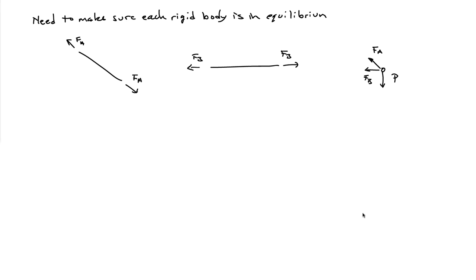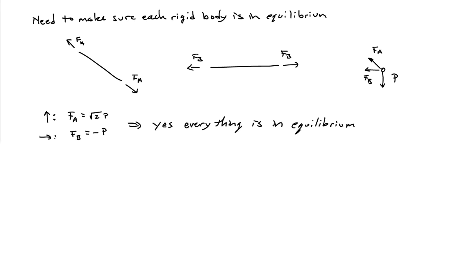You'll notice that because of the way I've drawn my pictures, which have taken advantage of the fact that the bars are two force members, I've ensured that I have equilibrium of each bar. And the only thing that I have to ensure is that I have equilibrium of the pin now. So I can sum the forces in the X and the Y directions at the pin, and indeed I see that I get FA is equal to the square root of 2P, and that FB is equal to minus P. So it's consistent with what I had before, and everything is in equilibrium now.